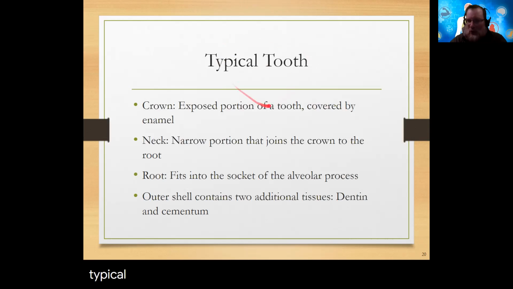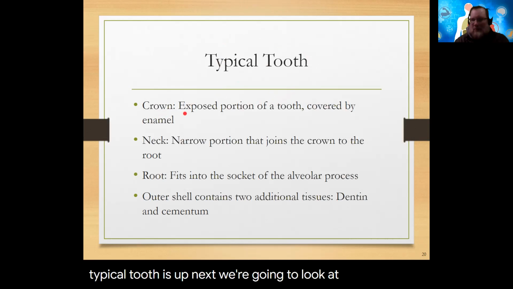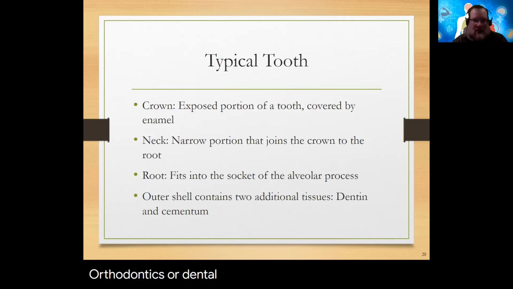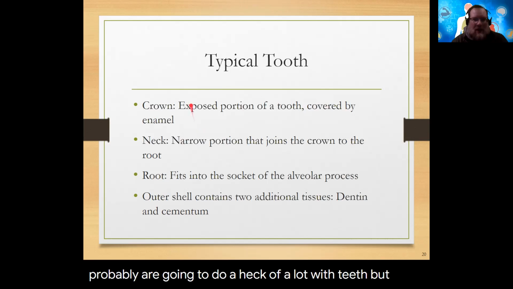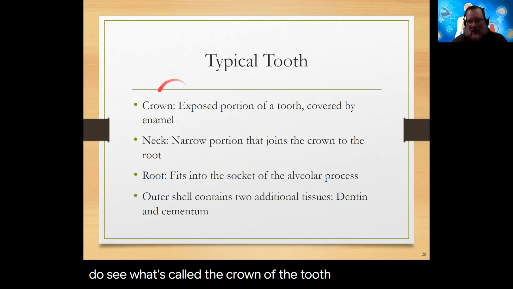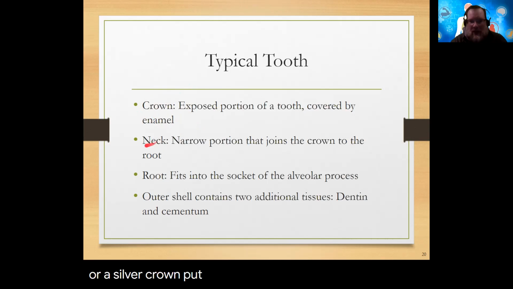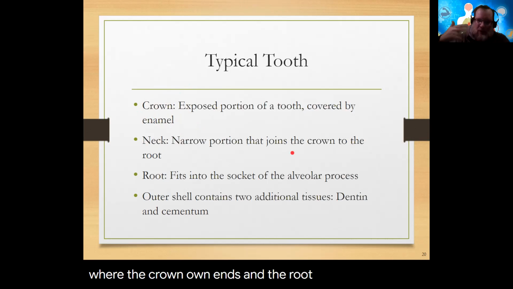All right, so typical tooth is up next. We're going to look at some of the basics again. Unless you're going into orthodontics, dental hygiene, or dentistry itself, you're probably not going to do a heck of a lot with teeth, but we do see what's called the crown of the tooth. That's the exposed portion of the tooth, and it's covered with something called enamel. Some folks get crowns put on their tooth, right? So you can get a gold crown or a silver crown put over a tooth. And then the neck is where the crown ends and the root begins; it connects the crown to the root.